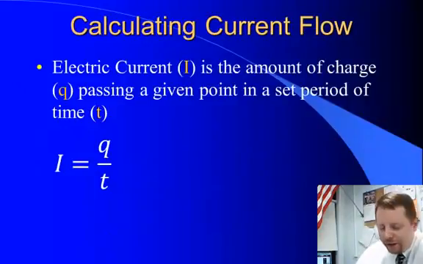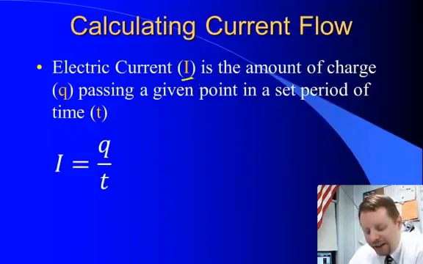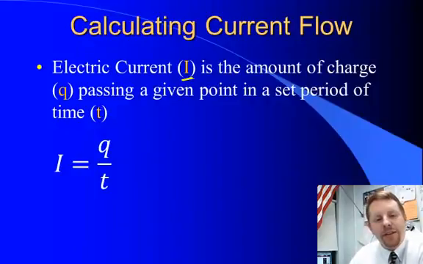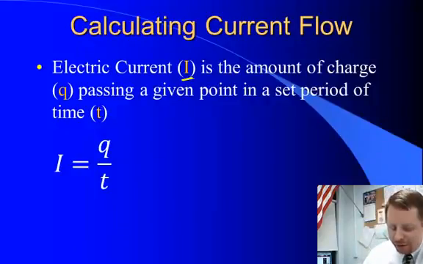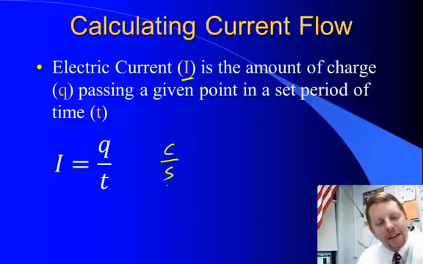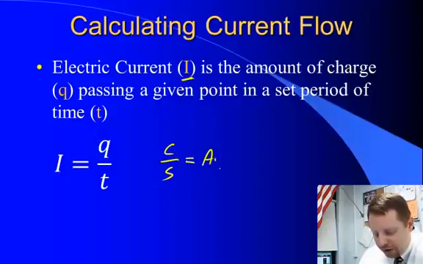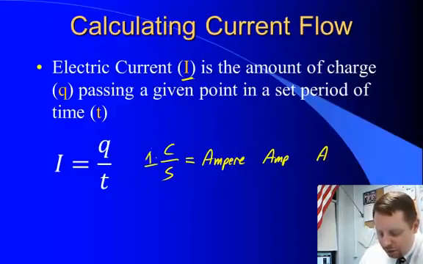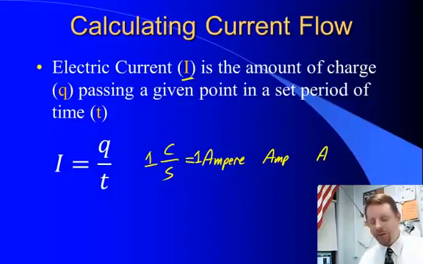Calculating current flow. Electric current, which we already said is capital I, is the amount of charge passing a given point in some set amount of time. So the formula for electrical current, I, is charge Q divided by time, T. And since charge is measured in coulombs and time is in seconds, a coulomb per second is equivalent to our unit for current, which we call an ampere, or amp, and usually abbreviate with a capital A for short. So 1 coulomb per second is equal to 1 ampere. I equals Q over T.